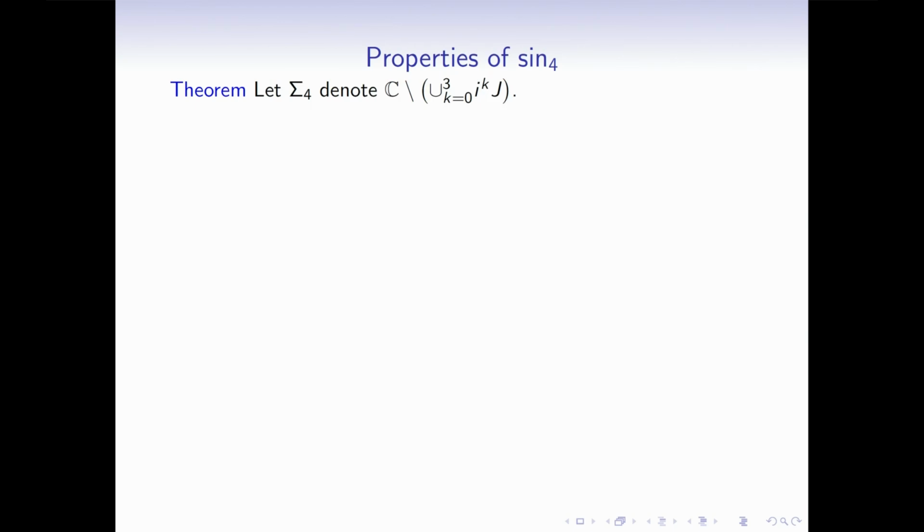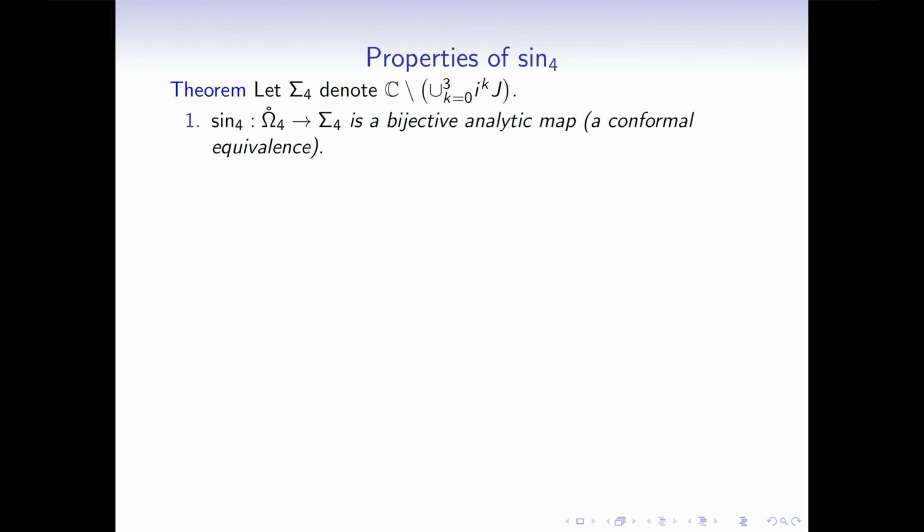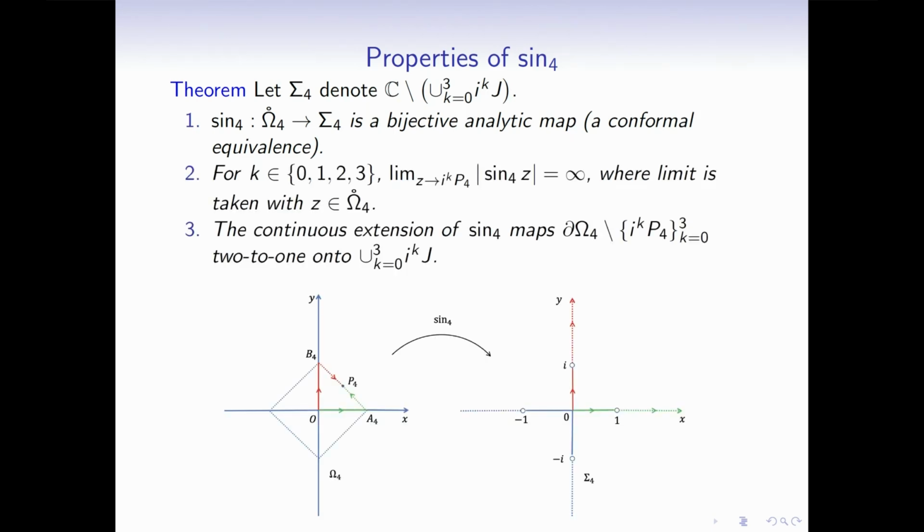All right, so what are some properties of this function? I'm going to let Sigma 4 denote the complex plane with these 4 rays removed. And then sine 4 is a conformal equivalence. It's a bijective analytic map from the interior of that domain Omega 4 to Sigma 4. So that's the picture I have here, okay?